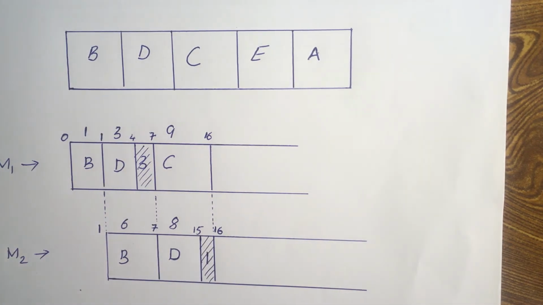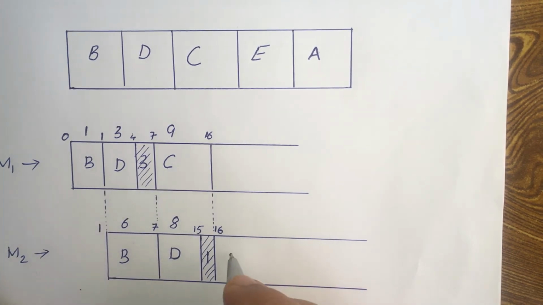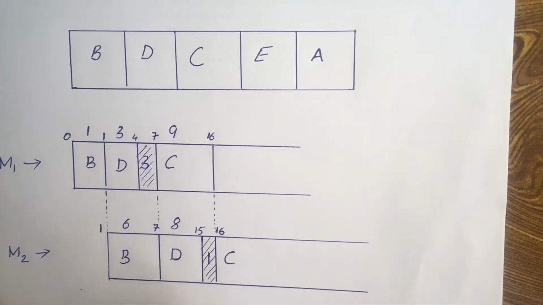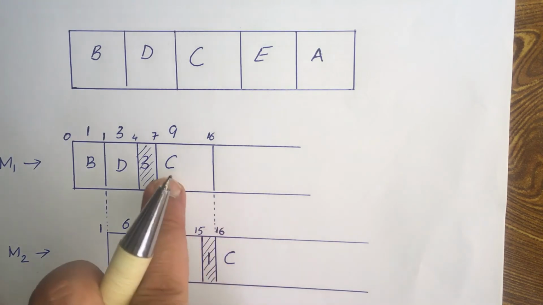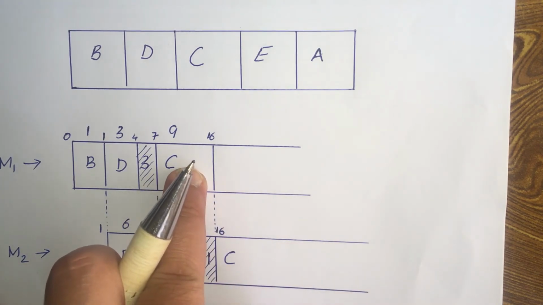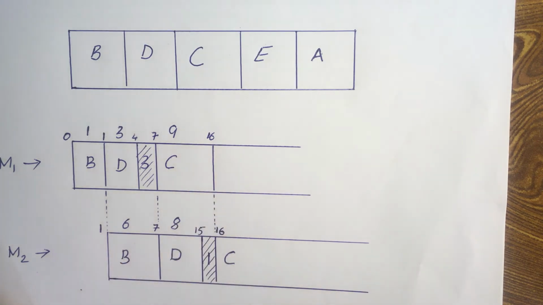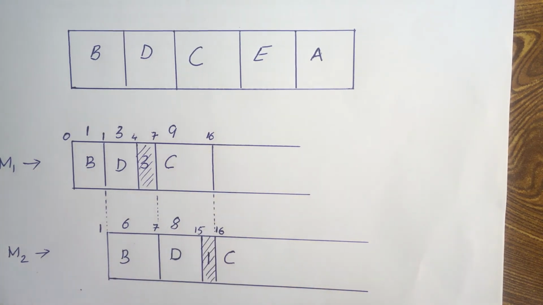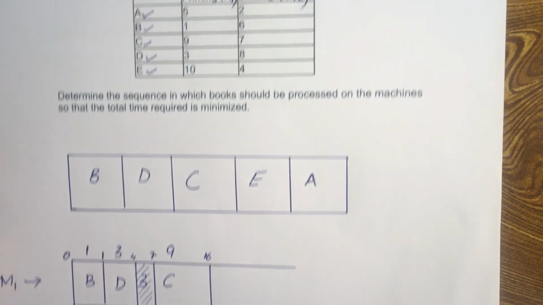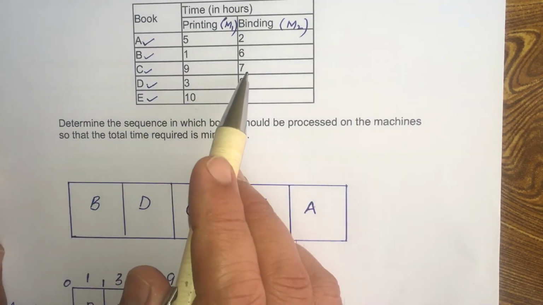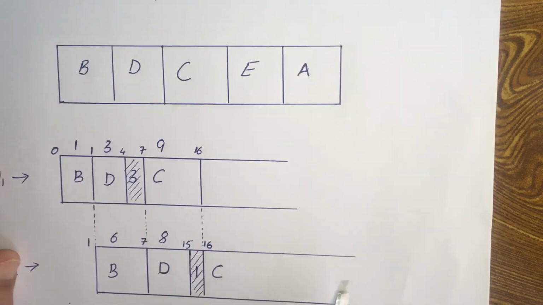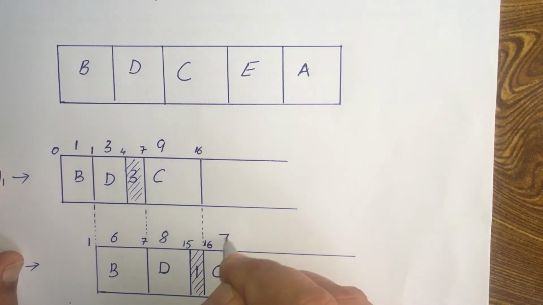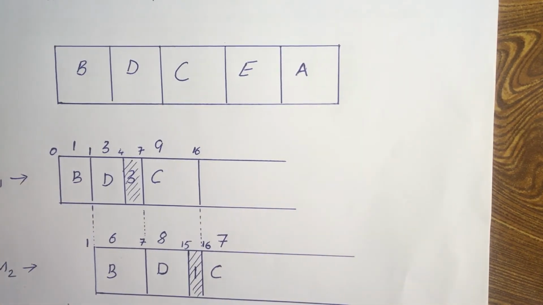So C will come down by the 16th hour. It cannot come down in the 15th hour. Why? Because it will take 9 hours to be processed in M1 and it will be completed only by the 16th hour. So C takes, how long does C take in M2? It takes 7 hours. So 16 plus 7 is equal to 23.